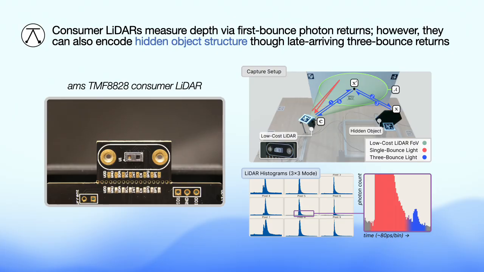However, these direct time-of-flight LiDARs are also capable of encoding the structure of hidden objects in a scene. This is because these LiDARs, which are sensitive to single photon returns, also capture late-arriving 3-bounce returns, which is light that scatters off a surface, to a hidden object in the scene, back to the visible surface, and then back to the sensor. This is visualized in the blue path on the right, and in the small, late-arriving blue peak in the example measured histogram.